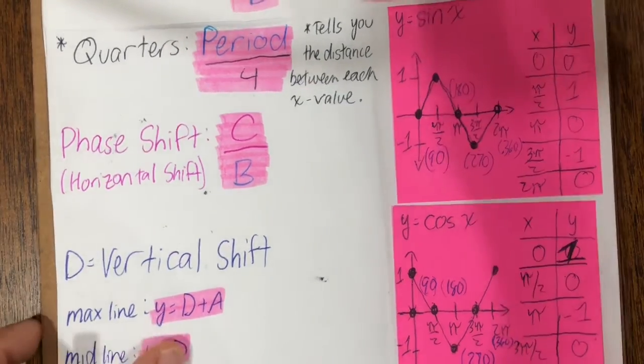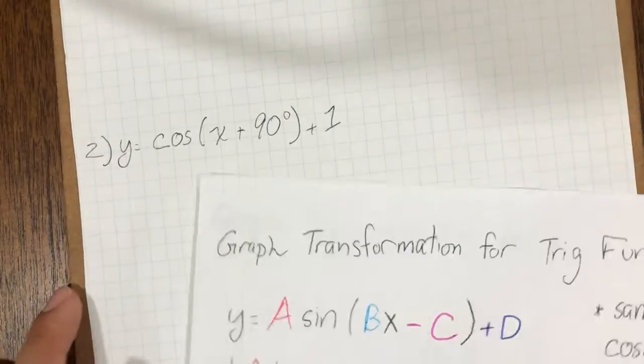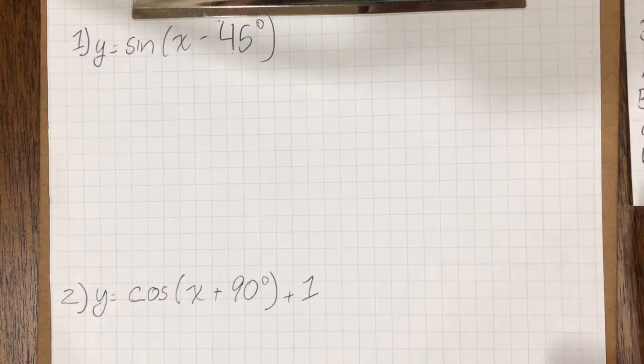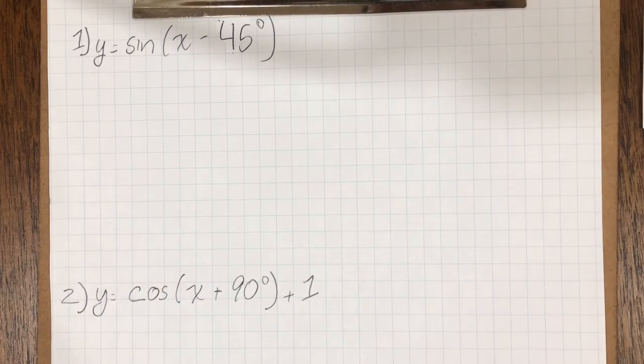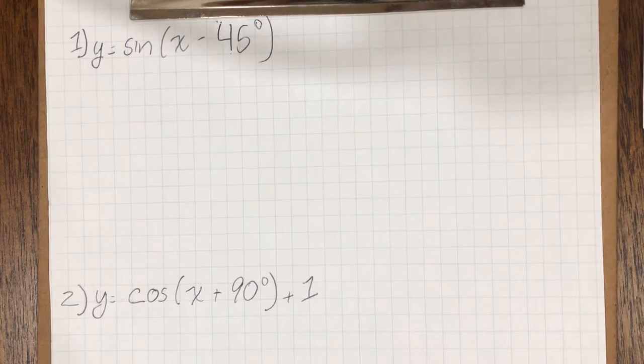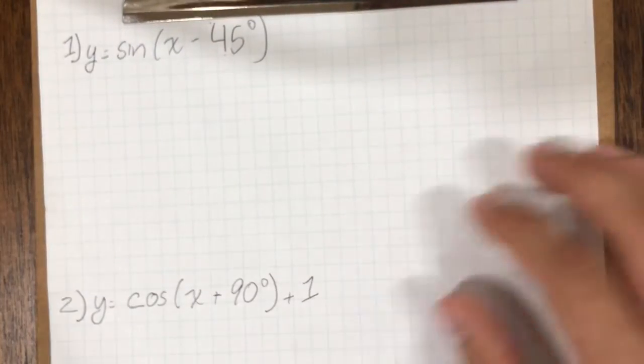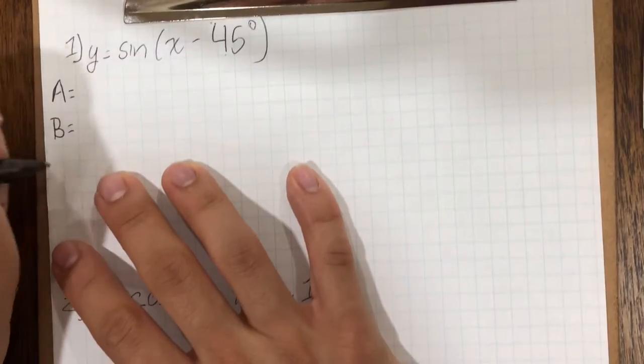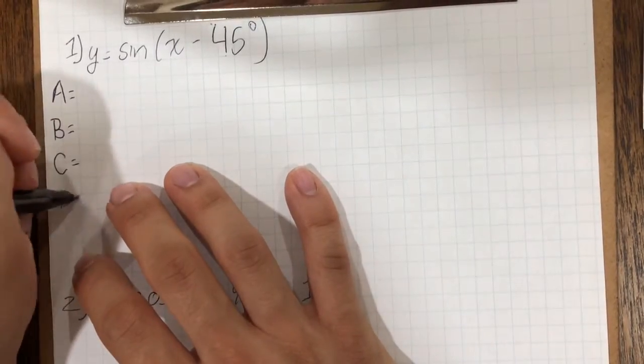All right. So let's go ahead and start off with the first example, example 1, where we have sine of x minus 45. All right, so I'm going to go ahead and get started by labeling my numbers for A, B, C, and D.